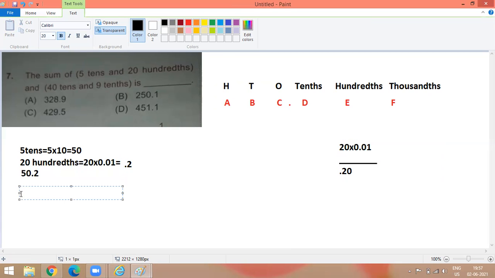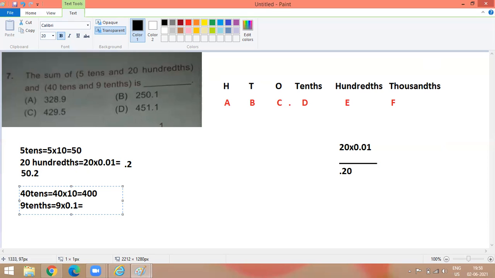Now we will move on to the second number. The second number is mentioned as 40 tens, which is equal to 40 into 10, which is 400, right? Now 9 tenths: tenths is nothing but the first place after the decimal point. So it is 9 into 0.1, which is equal to 0.9.